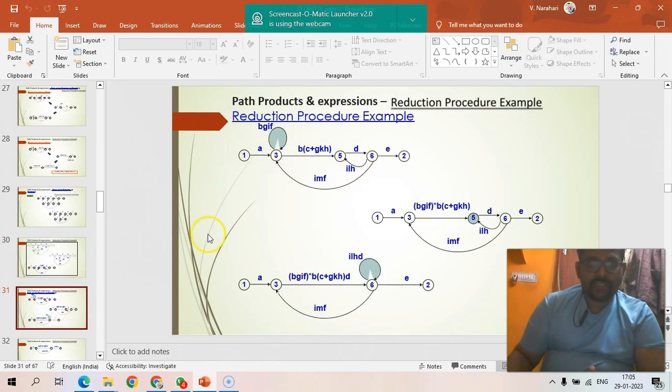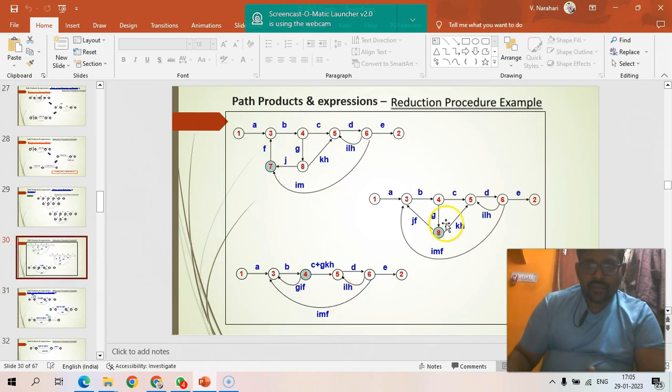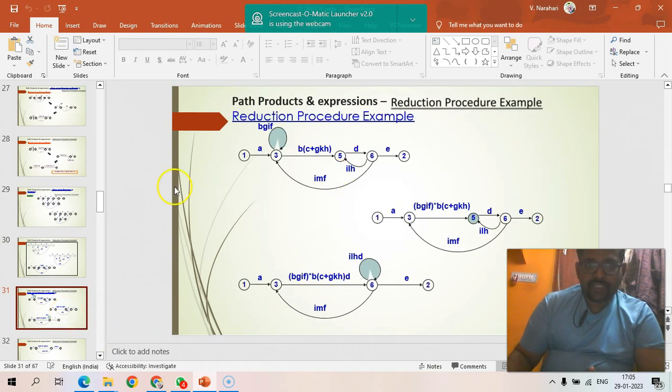And next one is, sorry, now I am removing this node. So this is the path control flow graph I am getting. So next one, I am selecting here the node 3. Wait a minute.